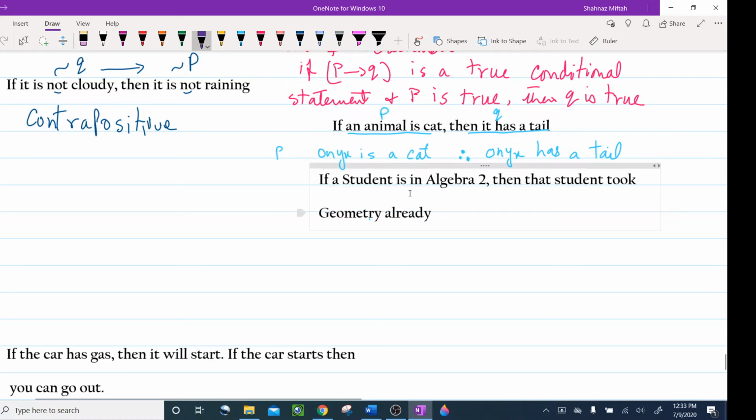If a student is in Algebra 2, then that student took geometry already. If you look at it, the conditional statement is true, because if P is true, then Q is true, right? If a student is in Algebra 2 class, then that student took geometry already. So that's a true statement, right? A true conditional statement.